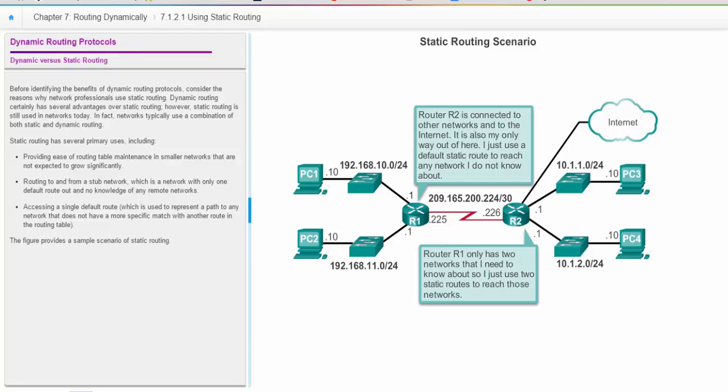With static routing, there are some primary uses: providing ease of routing table maintenance in small networks that are not expected to grow significantly. So if you're not expecting to expand. Routing to and from a stub network, which is a network with only one route, with one default route out, and is not knowledgeable of the remote networks. So this is your stub network that we've talked about before. Accessing a single default route, which is used to represent a path to any network that does not have a more specific match with another route in your routing table. Those would be the instances that you would use your static routing.